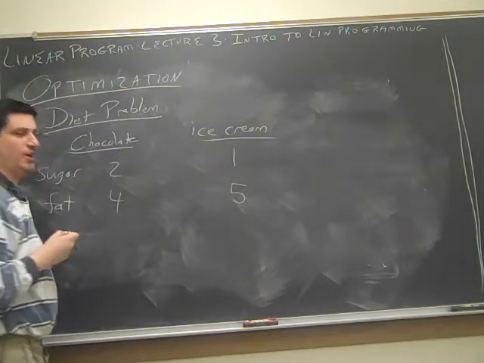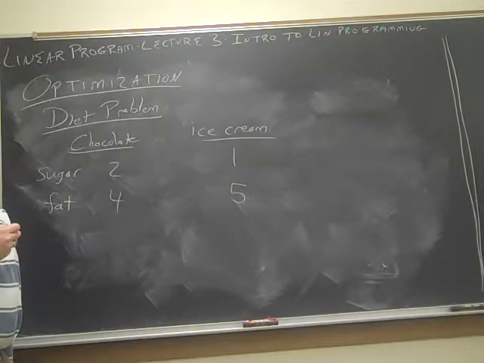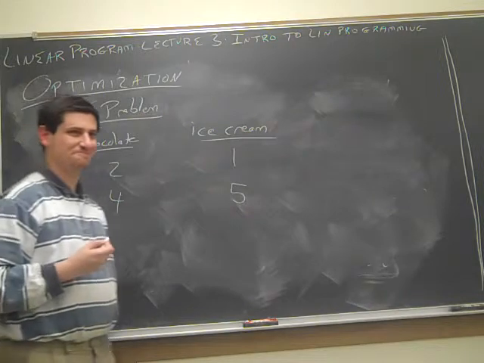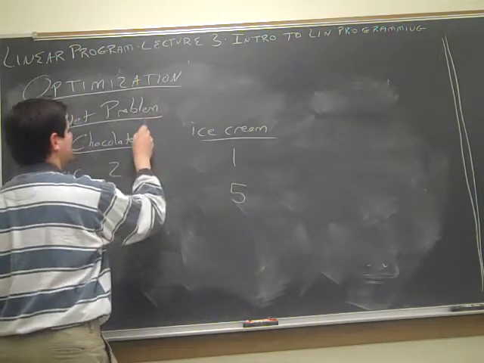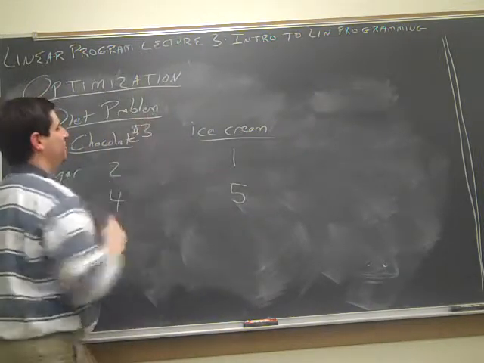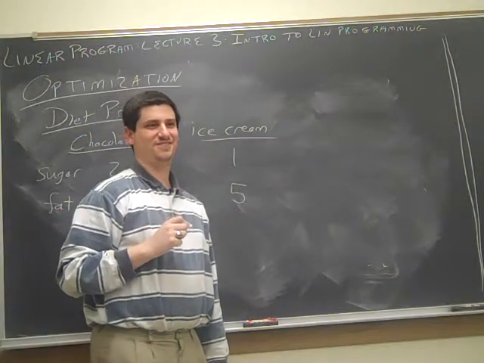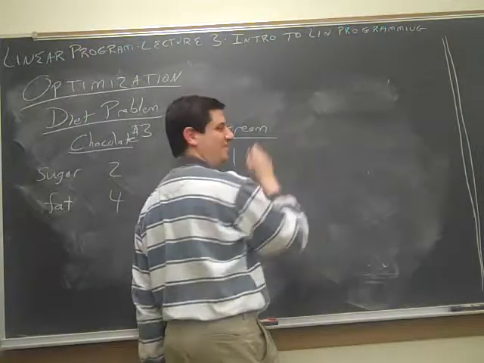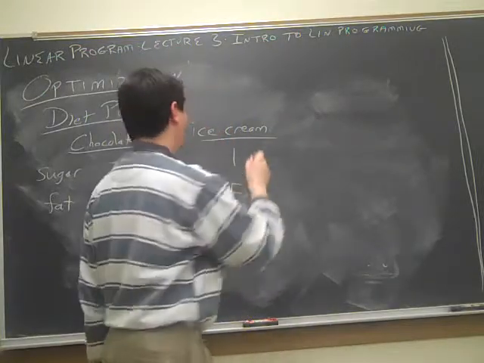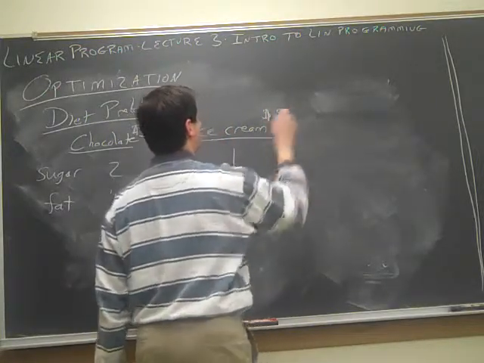And how much does chocolate cost per unit? Three? $3 per unit. How much does ice cream cost per unit? Five. $5 a unit. Okay. Ice cream is expensive.